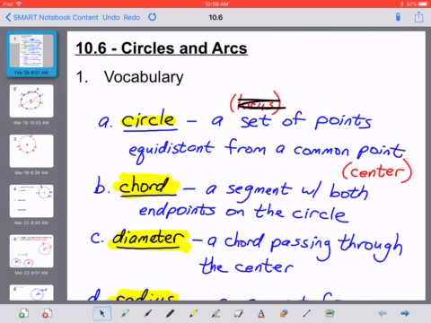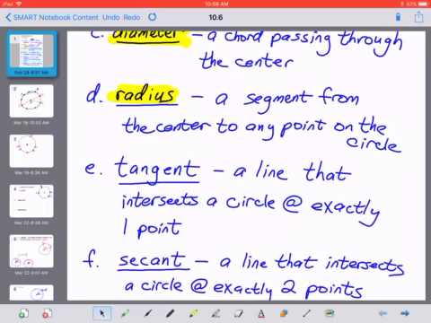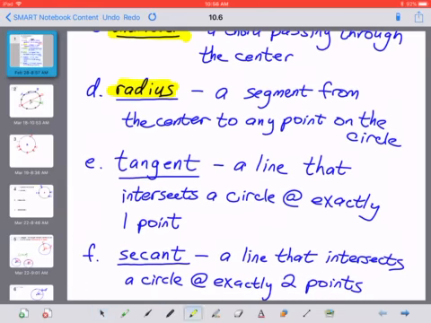Okay, back to our list. So those are the 4 most basic words. The next 2 are weird ones that I'm almost certain you haven't seen before. A tangent, everybody, is a line. That's important here. It's distinct from a radius and a diameter and a chord, which were all line segments. But a tangent is a line that intersects a circle at exactly one point.